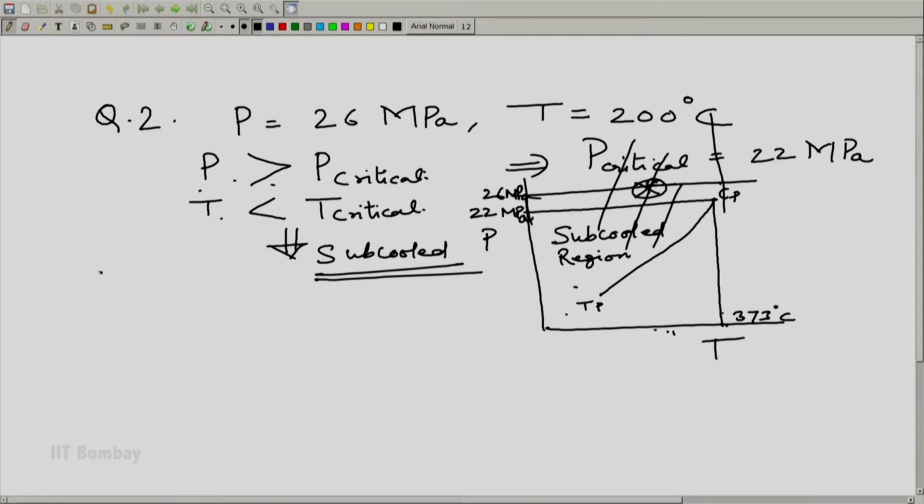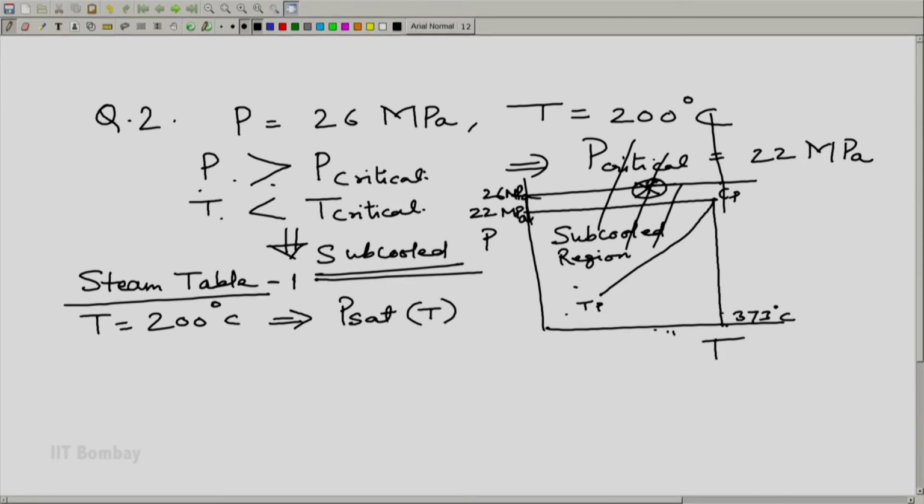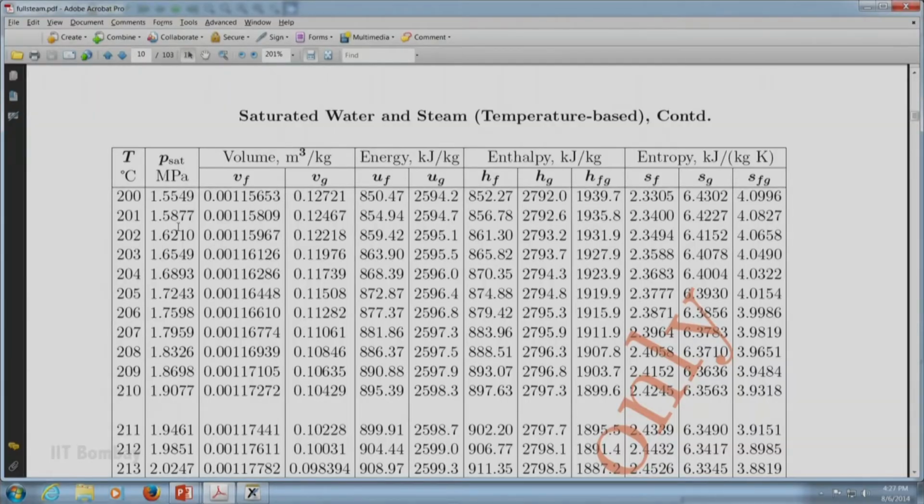Now let us use the steam table and go to steam table number 1, and find out for T equal to 200 degree centigrade what is P sat T. So let us go to the steam table now, table number 1, and find out at T equal to 200 degree centigrade what is the P sat T. So this is table number 1 and you can see from here that at T equal to 200 degree centigrade, the P sat T value is 1.5549 MPa. Just note down this value and come back to the calculations again.